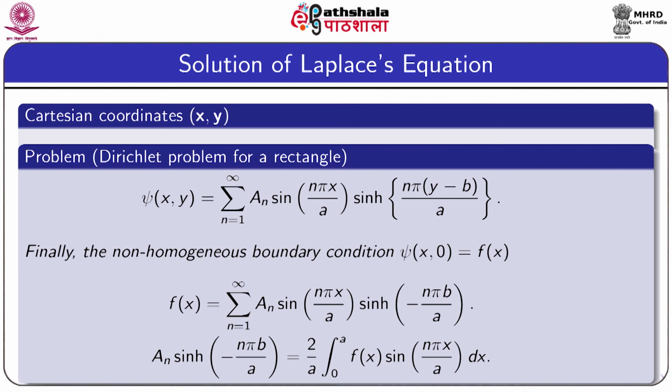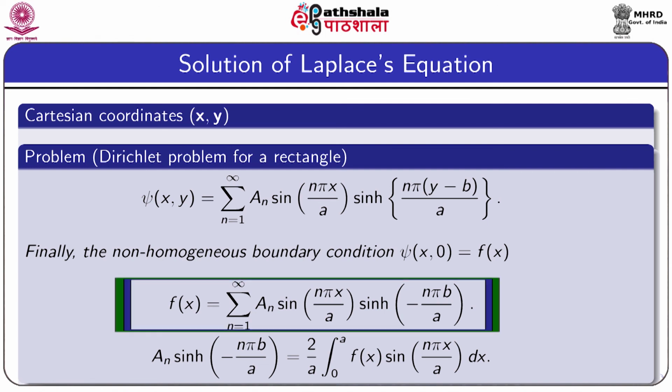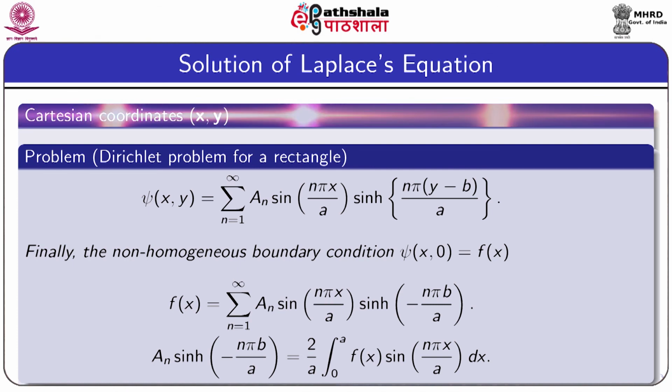After simplification, we can write the solution in this form: psi equals the sum over n of A_n sin(n pi x by a) times sinh(n pi (y minus b) by a). But there is one boundary condition left which we want to satisfy, and that boundary condition is psi(x, 0) equals f(x). If we use that condition, we get f(x) equals the sum over n of A_n sin(n pi x by a) sinh(minus n pi b by a). From this summation, you can see that the right hand side is nothing but the Fourier series expansion of the function f(x) in terms of the sine series.